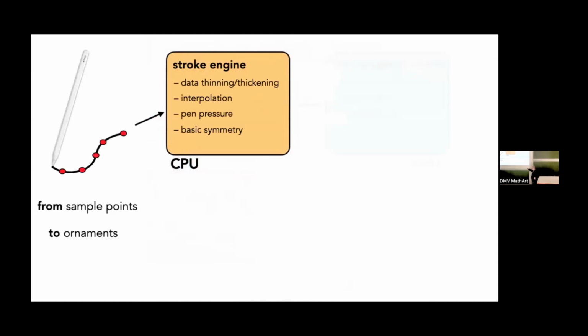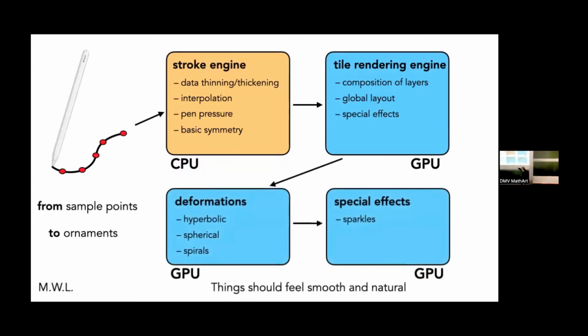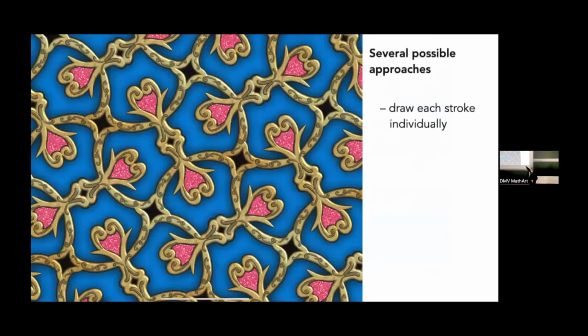Then from there, I switch the color because I'm going from the CPU to the GPU, the graphics processing unit, where I do the composition of different layers, the global layout, and special effects. Oh no, special effects come a little bit later. The gold is done here. Then you have deformations, and then you have the special effects like the sparkles that come on top of all that. And I want to show you, well, it's more or less what I've drawn a few minutes ago.